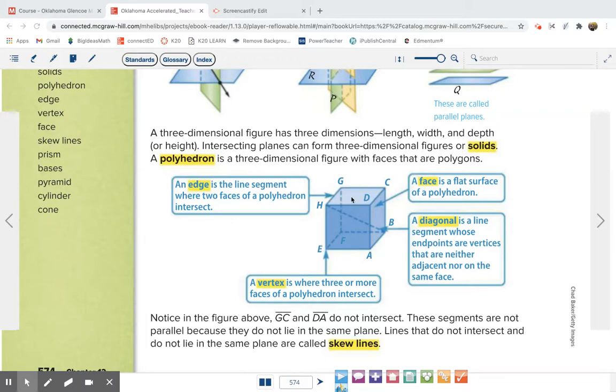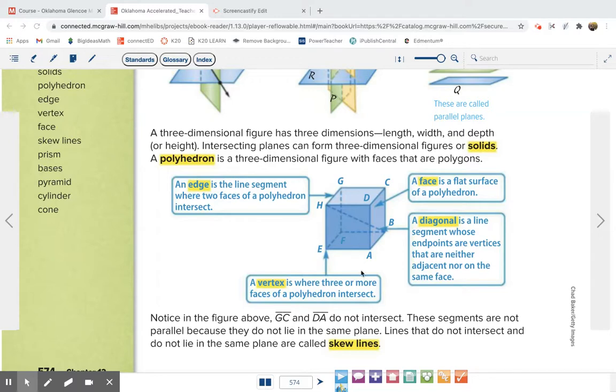Okay, well, this one on top is another one. H, G, C, D. This one over here, A, B, C, D. This to the left side, E, F, G, H. And then on that very back side, G, C, B, F. Now, the one on bottom, that would be called your base.